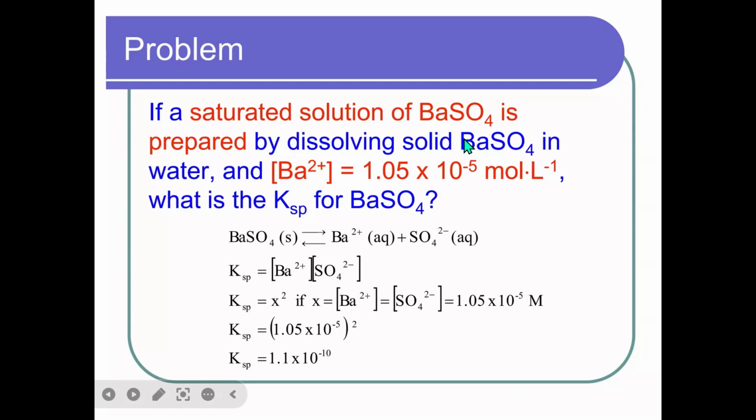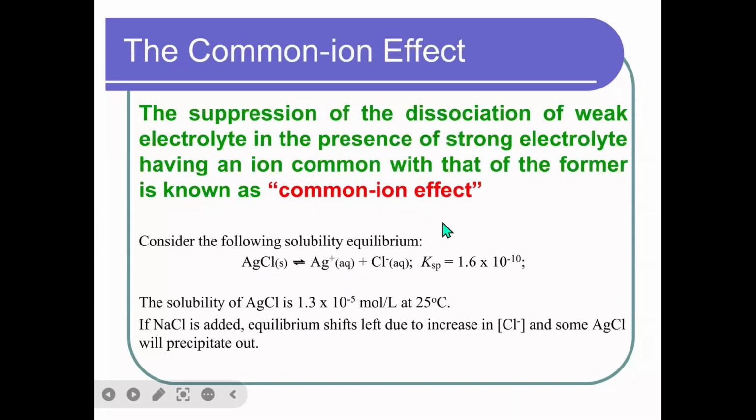Then we square the concentration values, and we get the value of our Ksp as 1.1 times 10 raised to the power of minus 10. And I think this one is also clear.